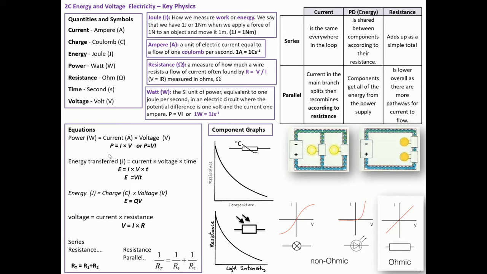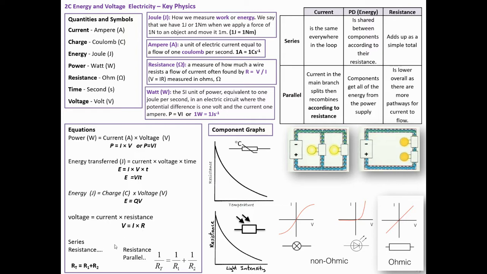Equation-wise, similar ones to those coming up before. So power is current times voltage. Energy transferred is current times voltage times time, and we must convert to seconds. Energy in joules is also charge times voltage, or potential difference, so E is QV. And we said V equals IR already.